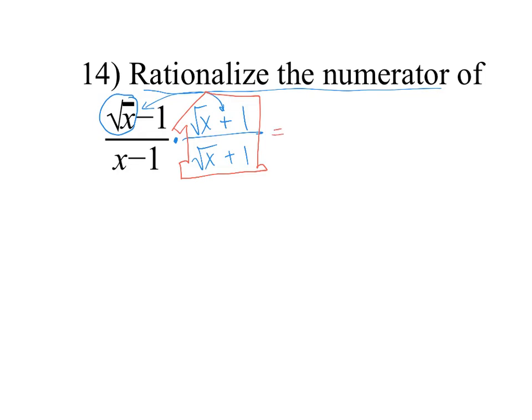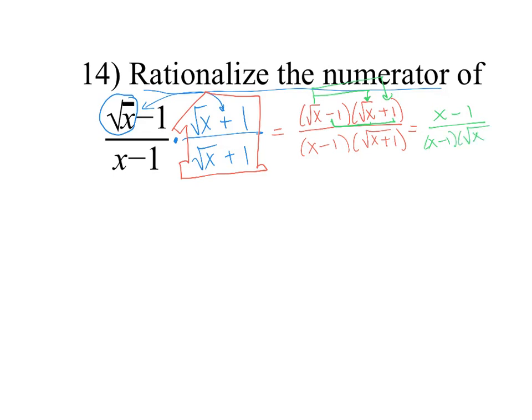So our numerator will have square root of x minus 1 times square root of x plus 1 all over x minus 1 times square root of x plus 1. So on top, we know that radical x times radical x is just x, and we're going to get a positive 1 radical x and a negative 1 radical x, which cancels. And so the last part will just be minus 1.